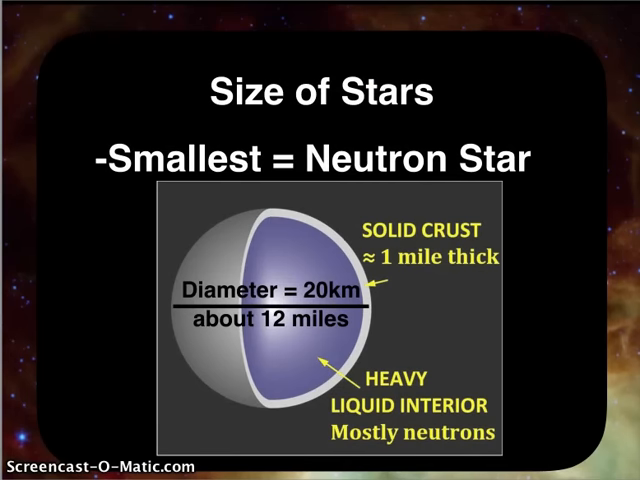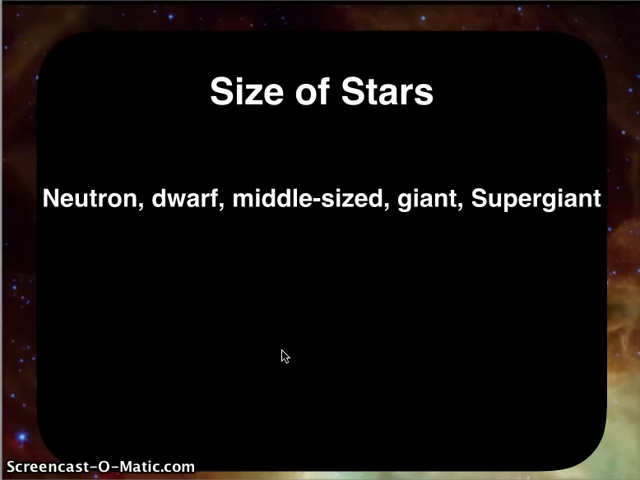The smallest is called a neutron star. The diameter of a neutron star is about 20 kilometers. That's about 12 miles, which is half the distance from Disneyland to Los Angeles. From size of stars, the smallest are neutron, followed by dwarf, middle-sized, giant, and supergiant.